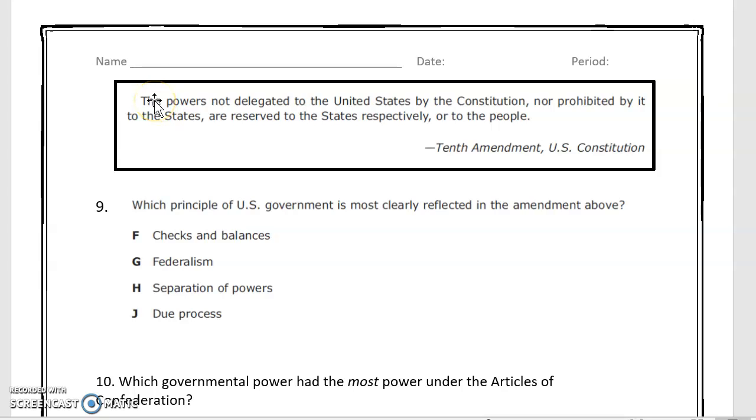Number 9, the powers not delegated to the United States by the Constitution, nor prohibited by it to the states, are reserved to the states respectively or to the people. It means power given to the states. Number 9, which principle of the U.S. government is most clearly reflected in the amendment above, dealing with states and national government? Is that F, checks and balances? G, federalism? H, separation of powers? It is not J.